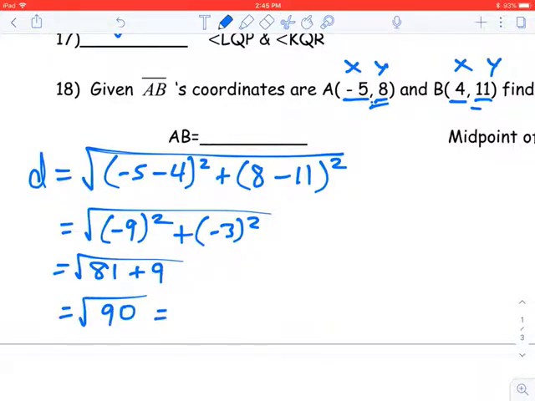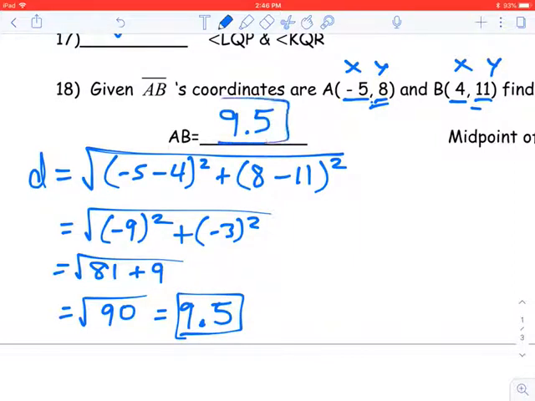So I'm going to go ahead and use my calculator. Square root of 90 is 9.4. We're going to go one decimal place. So it's 9.486, but that rounds to 9.5. And so 9.5 is our first answer.